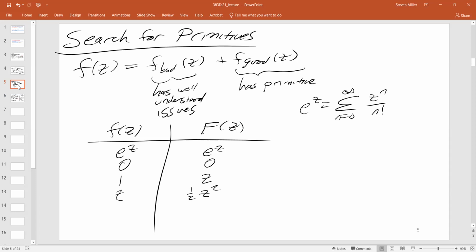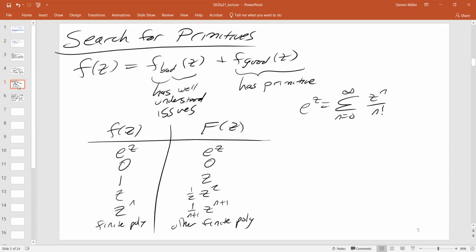One half z squared. For z to the n, one over n plus 1, z to the n plus 1. And in fact, any finite polynomial will have just a finite polynomial as a primitive. So we actually have at least some examples of functions that have primitives. Any finite polynomial things are fine. And there's a lot of things in life that are finite polynomials. Sadly, a lot of things are not finite polynomials.